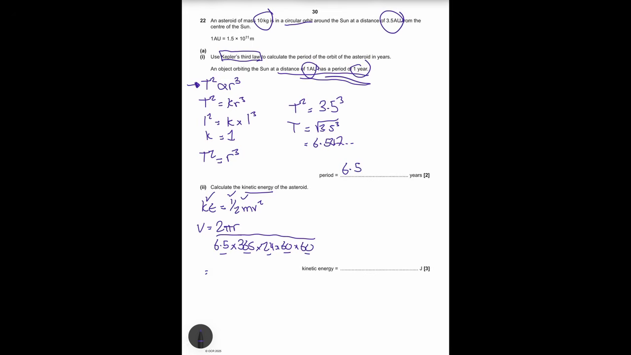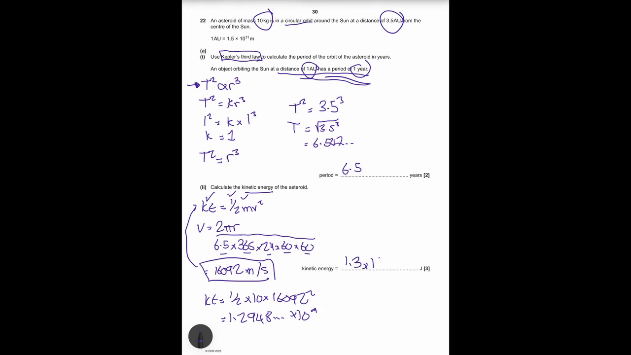So I put that in the calculator and I get v is going to be equal to 1692 meters per second. Okay, so now I know this, I can just put that number back into this equation over here. So KE equals a half times 10 times the number that I've just worked out, and remember to square it. I put that in the calculator and the answer I'm getting is 1.2948 blah blah blah times 10 to the 9. So round to two significant figures unless there's reason to think otherwise. And that should hopefully be a reasonably simple 5 marks on that page.